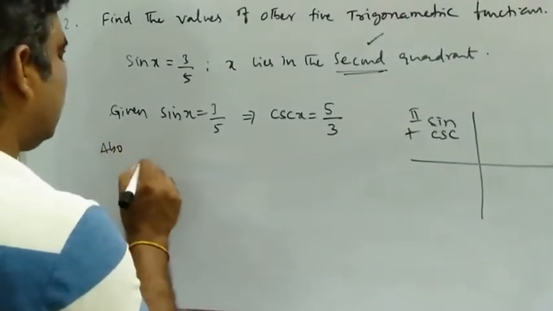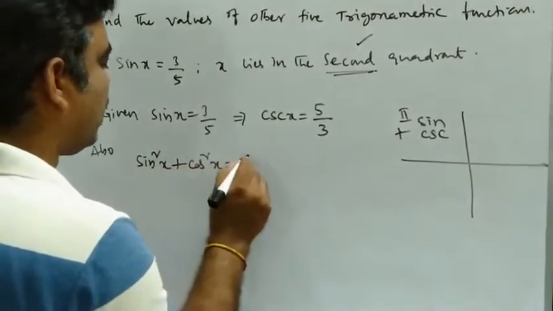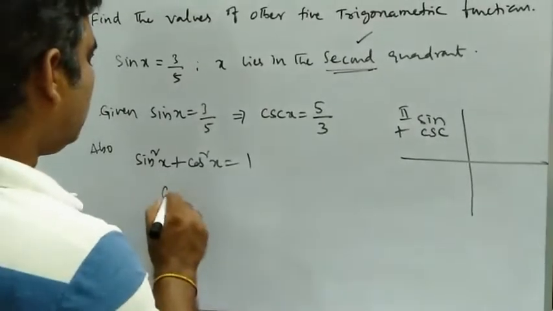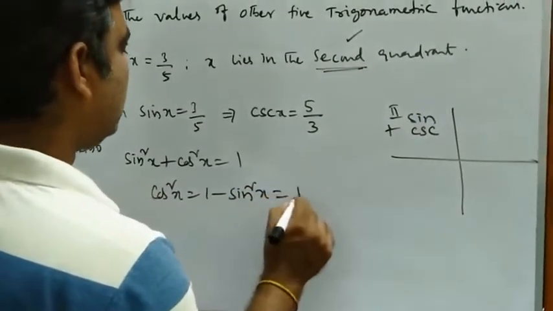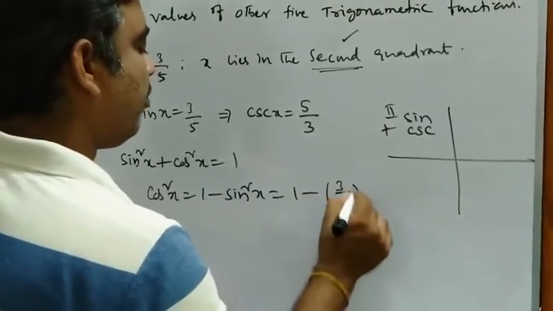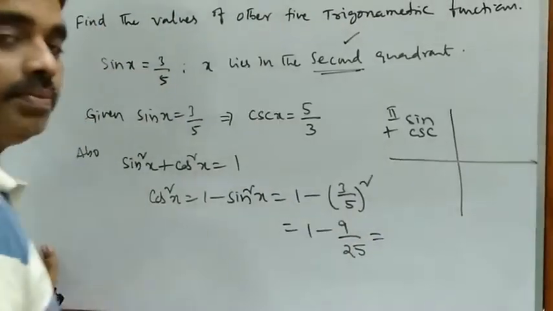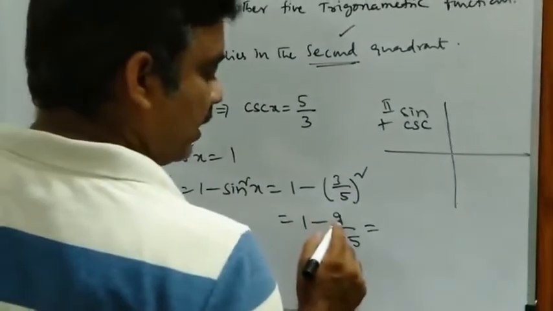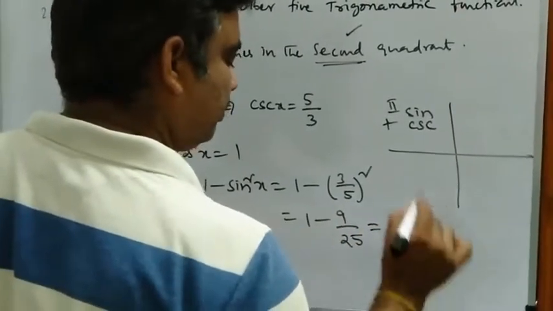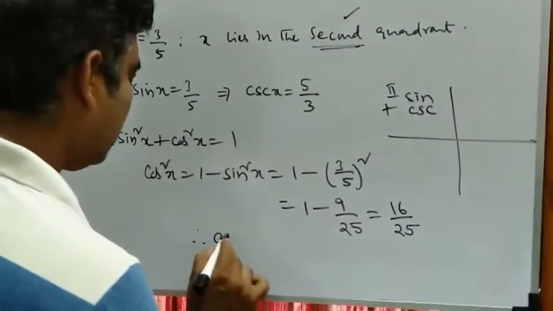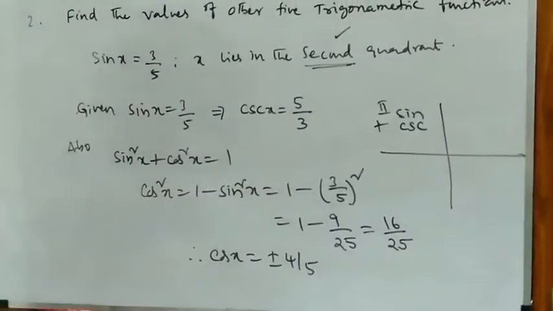Also to find cos x, we use sin square x plus cos square x is equal to 1. We have the relation. So cos square x is equal to 1 minus sin square x. That is 1 minus 3 by 5 whole square. 1 minus 9 by 25. So 25 minus 9, 16 by 25. Therefore cos x is equal to plus or minus 4 by 5.